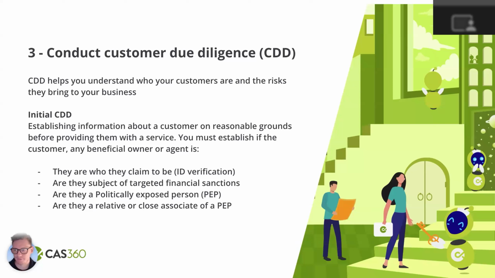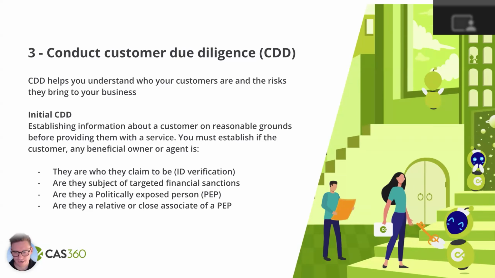So initial CDD means establishing information about a customer on reasonable grounds before providing them with a service. You must establish if the customer is a beneficial owner or an agent. Okay, first and foremost, are they who they say they are? Have you been able to verify their identity? So that's really step 1. And that may be what you're doing today, which is great. But if you're not doing it today, maybe it's a good time to start. But certainly come 1 July next year, it will become a legal requirement.